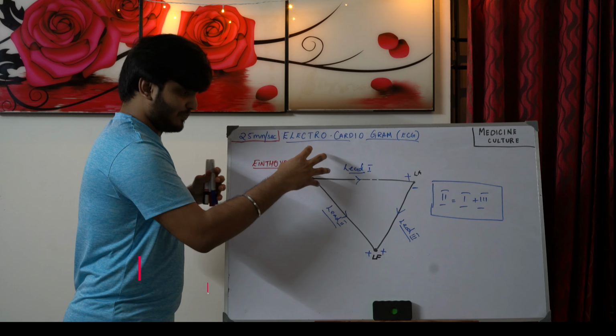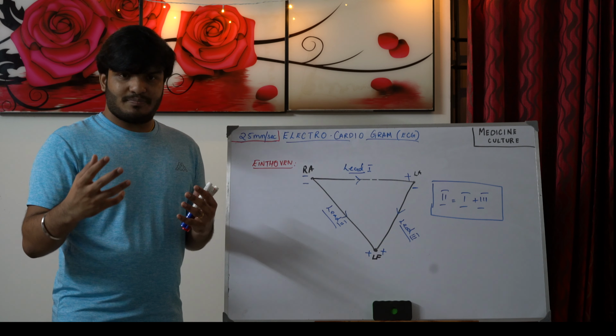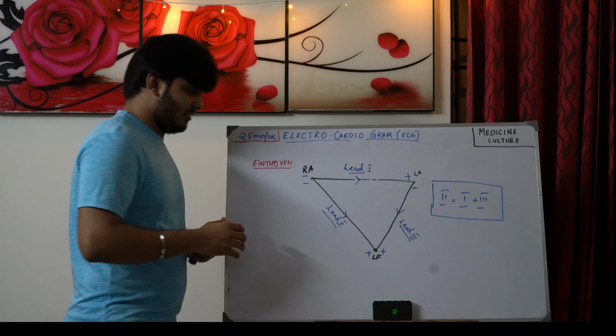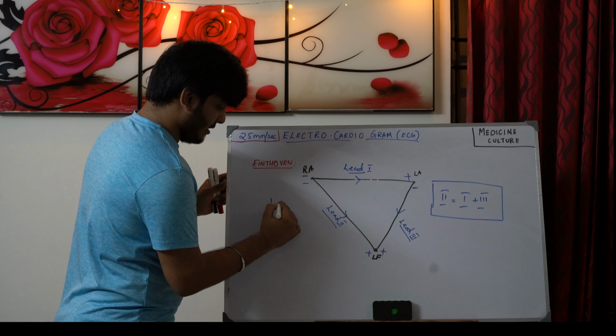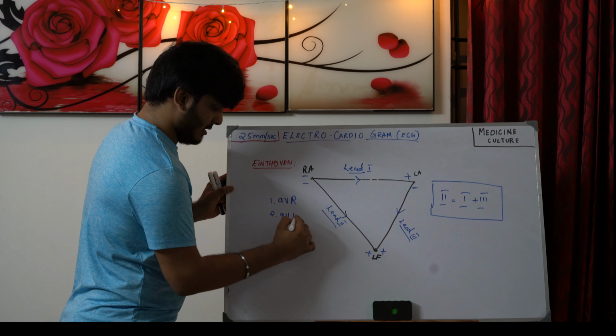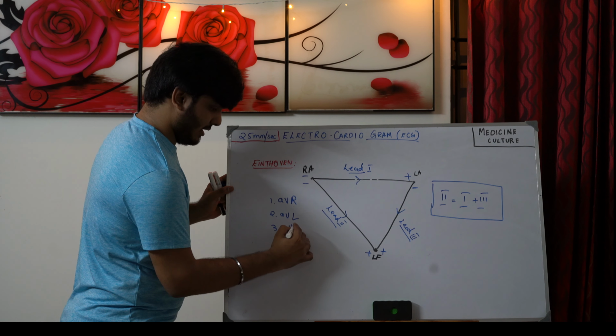So it's a little bit confusing, guys, but let's make it simple. For example, I'm augmenting the right arm. So the right arm becomes positive. The right arm is my window now, and the other two arms are negative. So a better potential difference is created, and a better image, better activity of the heart is observed. Three unipolar augmented leads: one is AVR, next is AVL, and another is AVF.